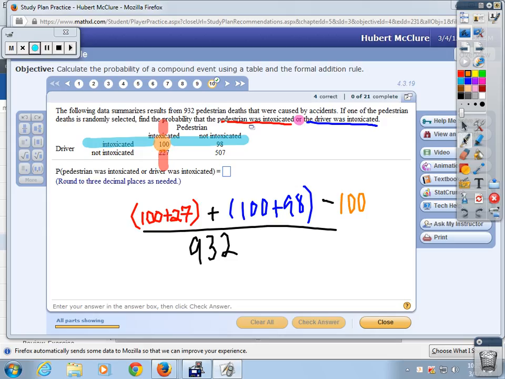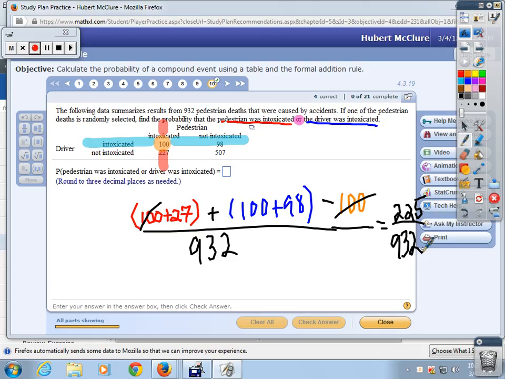All right. Now you just do the math. And of course that cancels one of the hundreds out. So you get 100 plus 98, that's 227. 227 minus 2 is 225. So 225 over 932.